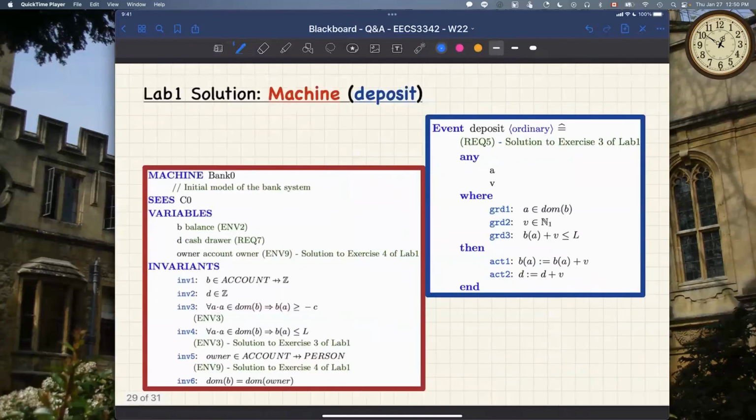And the deposit is going to be very similar. I think this entire event is the solution to your exercise number 3. What I want to draw your attention to is this particular guard over here. Whatever value you want to deposit into account A, you want to make sure that after adding the value V to the current balance of A, the result is less than or equal to L. That one really corresponds to invariant number 4. That's really addressing it, right?